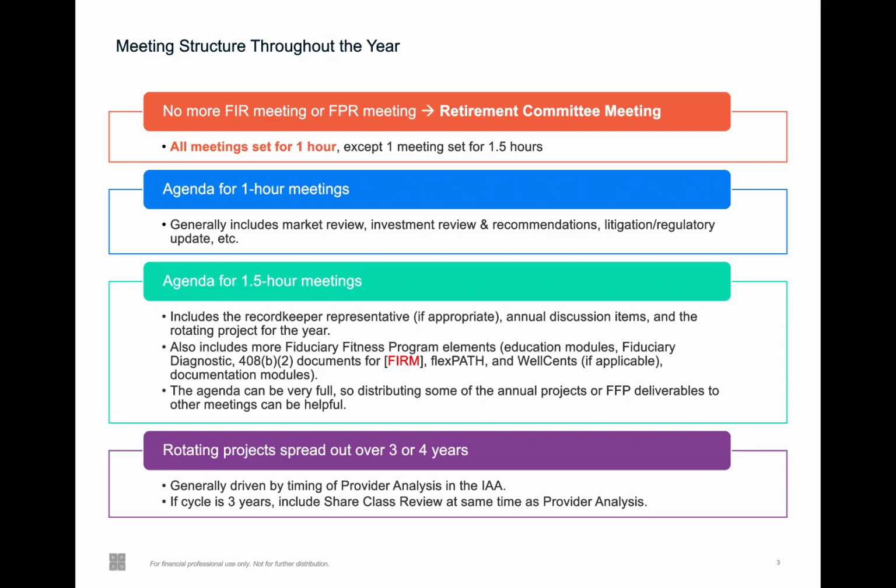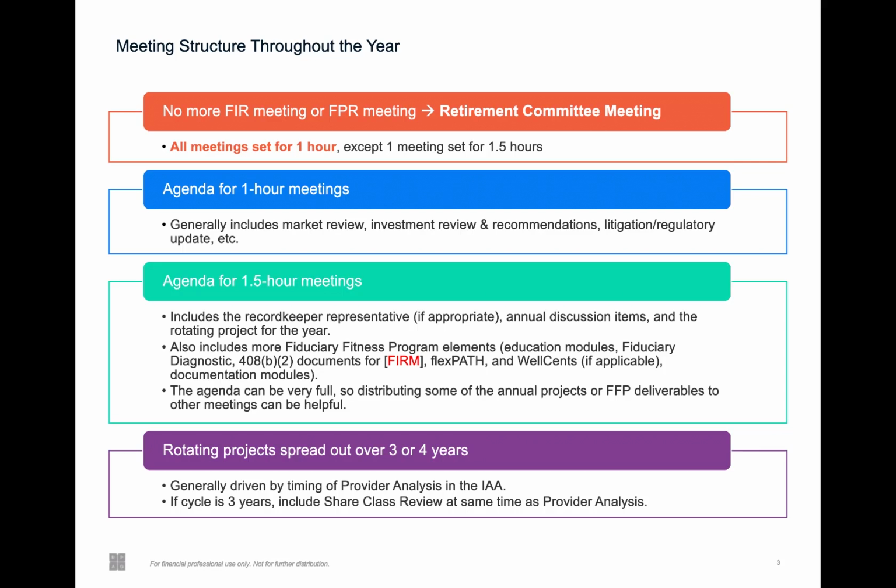projects. The agenda for the 1-hour meeting, kind of very simple, right? So we're going through the markets, we're going through the investments, and then we'll provide any litigation or regulatory updates, and then any fiduciary education. If we've got time on the agenda, we might throw some of those annual pieces in there as well. That annual meeting can get pretty full, particularly if you have the record keeper in the room. So if we can move a couple of those to where we've got some space on other meetings, then we'll take advantage of that as well.